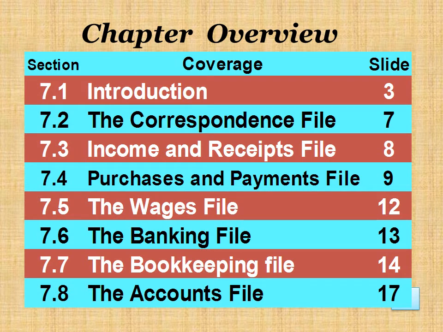Chapter Overview. Section 7.1. Introduction is on slide 3. Section 7.2. The correspondence file is on slide 7. Section 7.3. Income and receipts file is on slide 8. Section 7.4. Purchases and payments file is on slide 9. Section 7.5. The wages file is on slide 12.